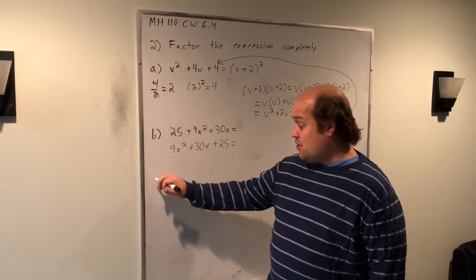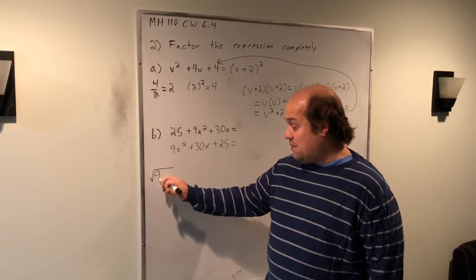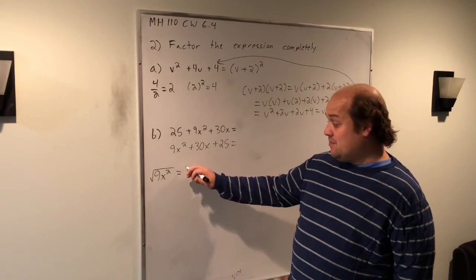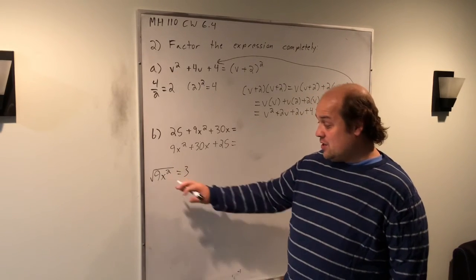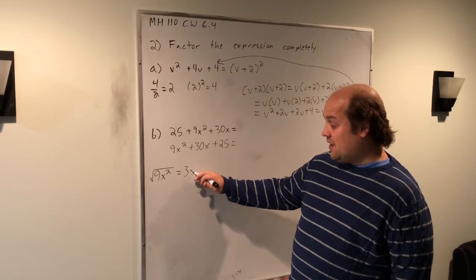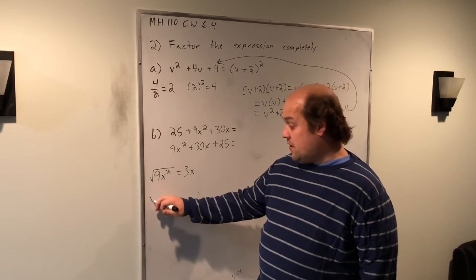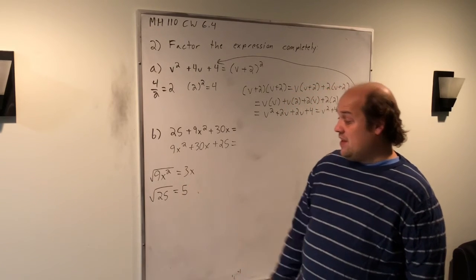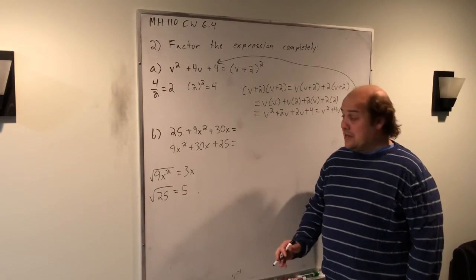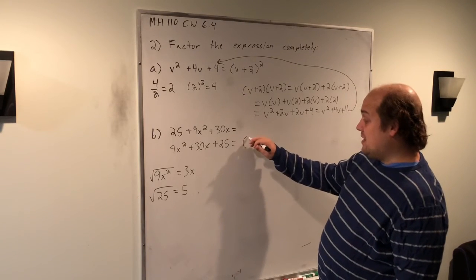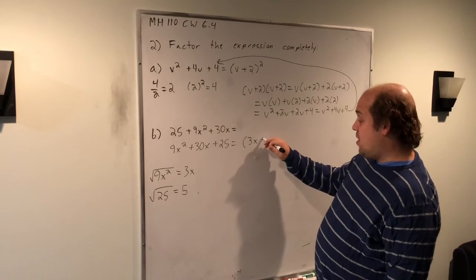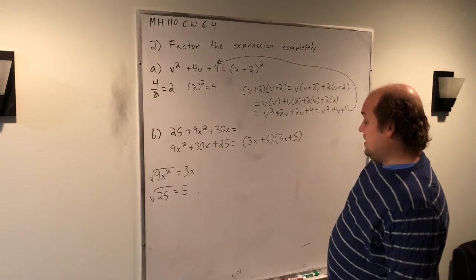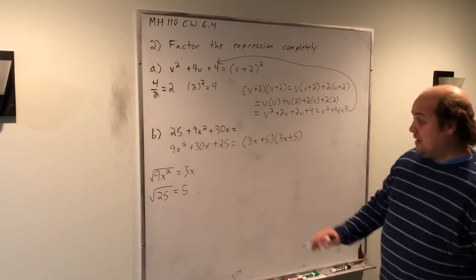Basically, I'm taking the squared term and I'm putting it under a square root and saying, what's the square root of 9x squared? Square root of 9, something times itself that gives me 9 is 3. Square root of x squared, something times itself that gives me x squared is x. If I do it with the final number in the sequence, 25, the square root of 25 is 5. Since it comes from this section, I know that this answer is going to be 3x plus 5 times 3x plus 5.